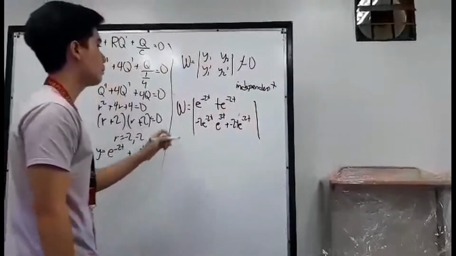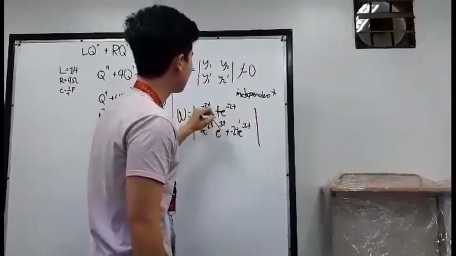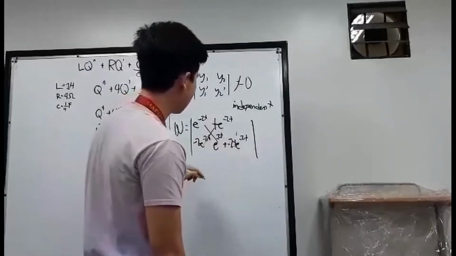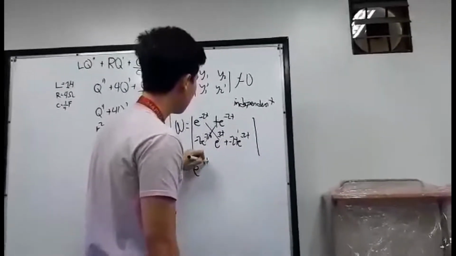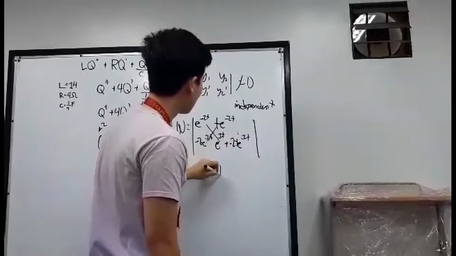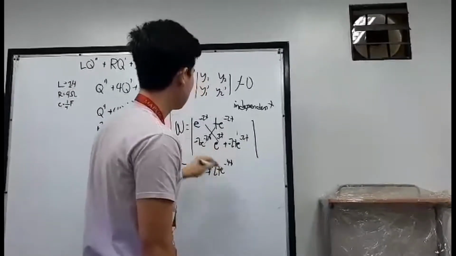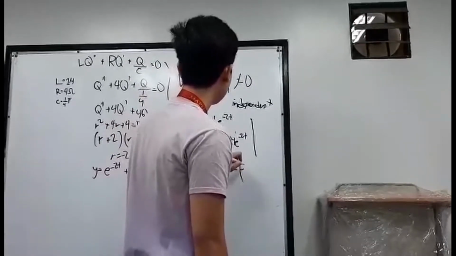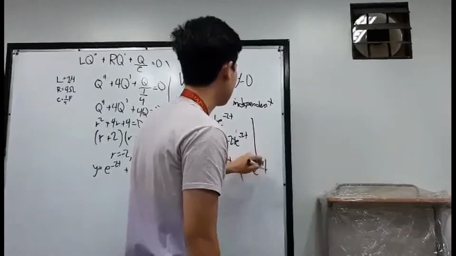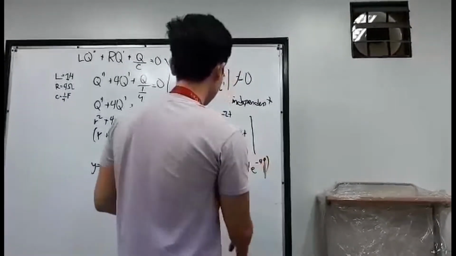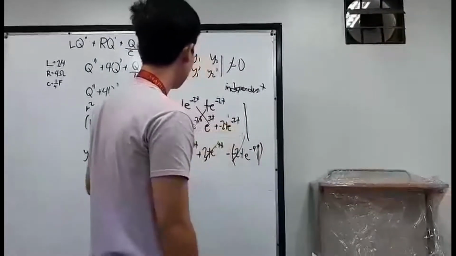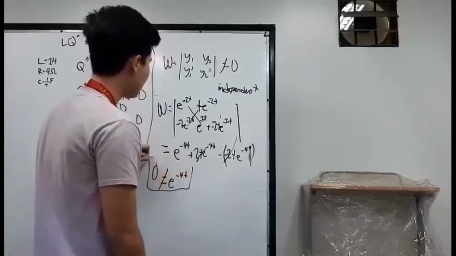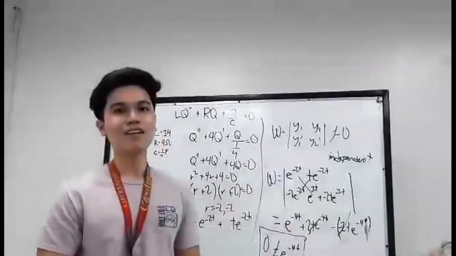So now we will just multiply and then subtract the cross product. So e raised to negative 4t plus 2t e raised to negative 4t minus negative 2t e raised to negative 4t. So the terms cancel. So we get e raised to negative 4t, which is not equal to 0. So the functions are independent.